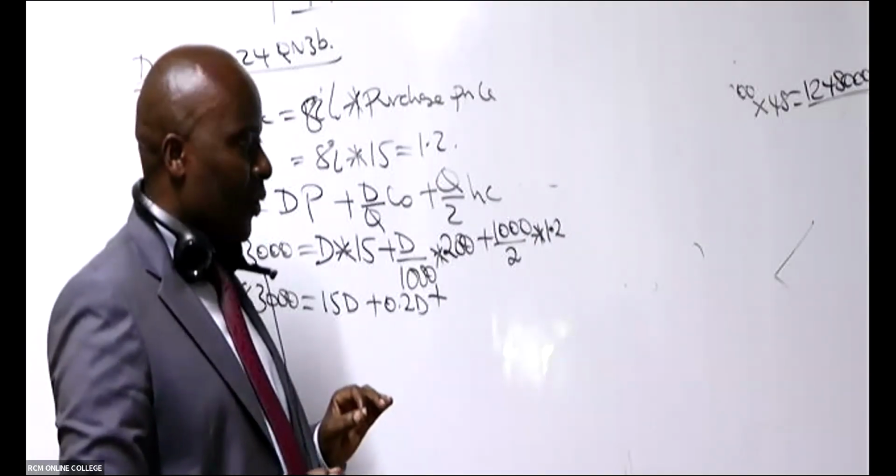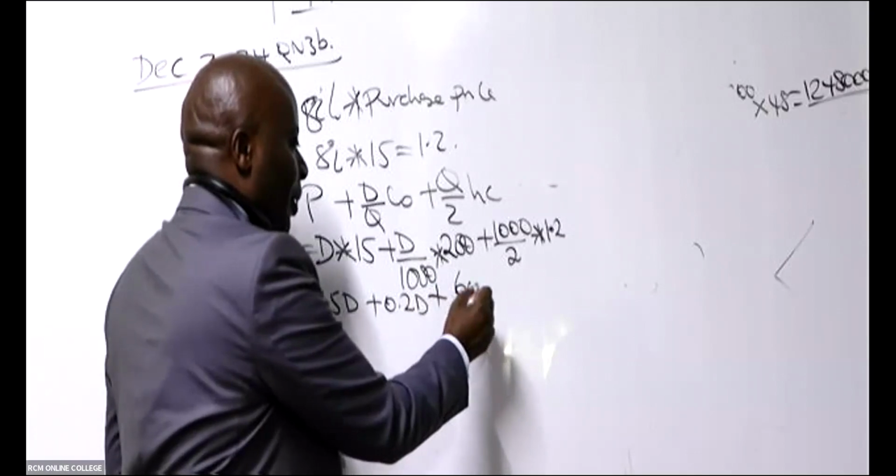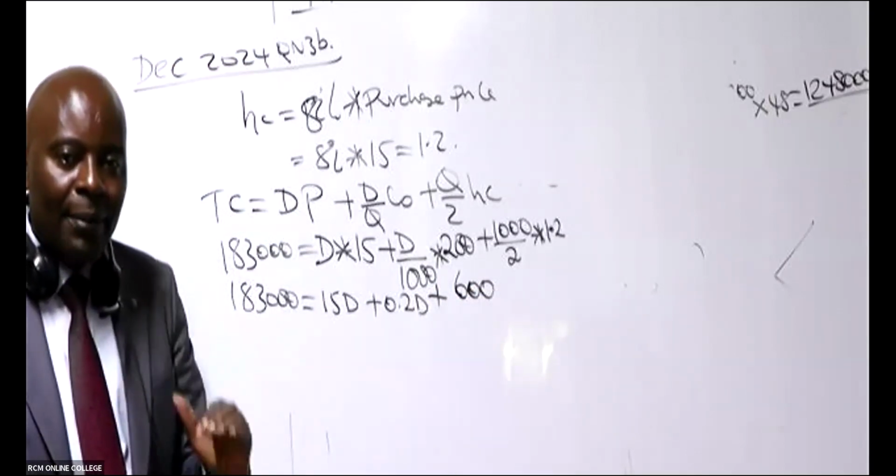Tina gives me 600 bob. Is that okay? So from there, what do we do? We shall put like terms together.